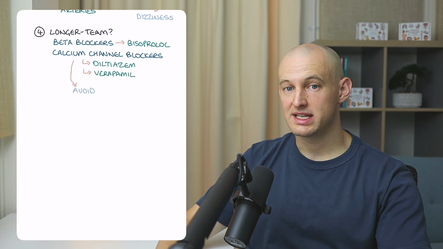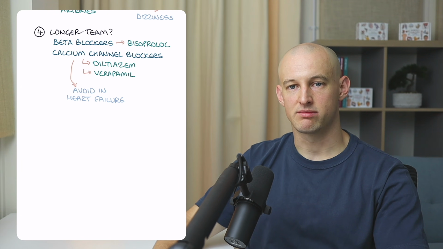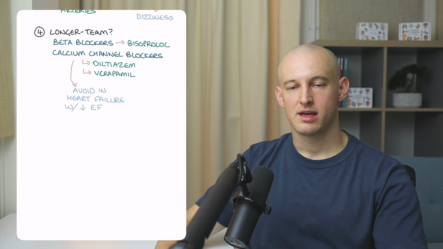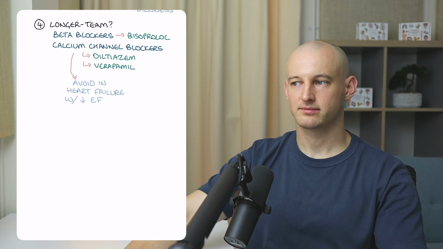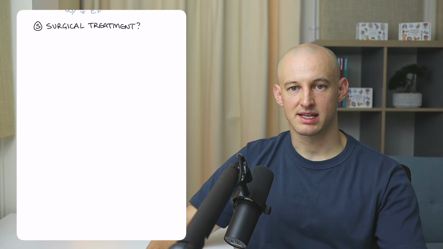However, you would avoid calcium channel blockers in patients who have heart failure with reduced ejection fraction. So generally, patients end up on beta blockers as the first line. And question 5, what are the surgical treatment options for this patient's condition?